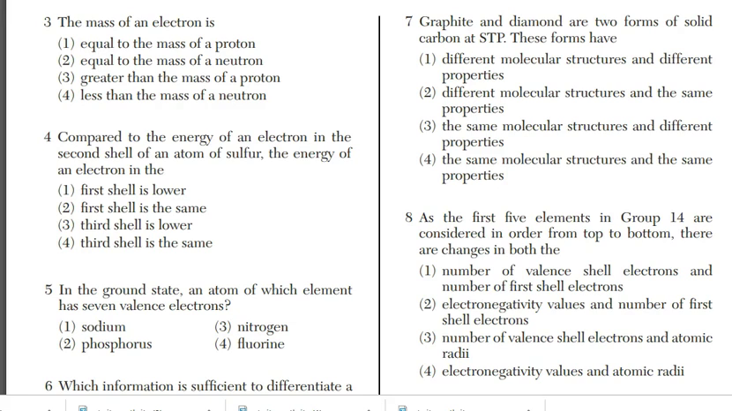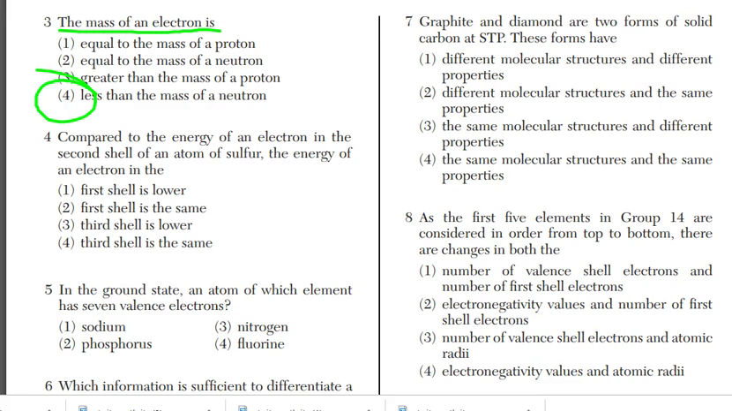Question 3. How about the mass of an electron? Well, you should know the mass, the charge, and locations for your protons, neutrons, and electrons. The mass of an electron is so small that we say it's essentially zero. It is not zero, but compared to protons and neutrons, which have a mass of 1 atomic mass unit, electrons have extremely, extremely less mass, which is choice 4.